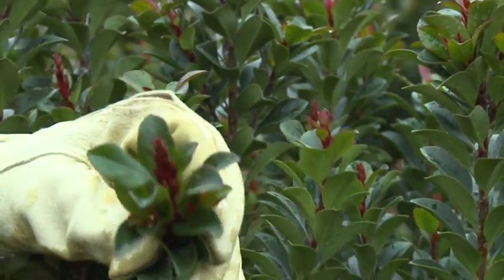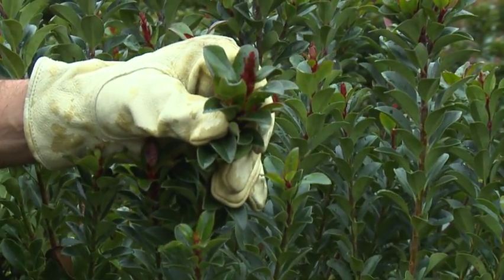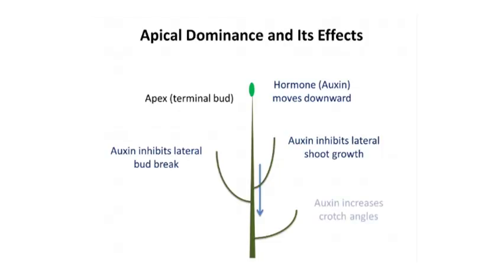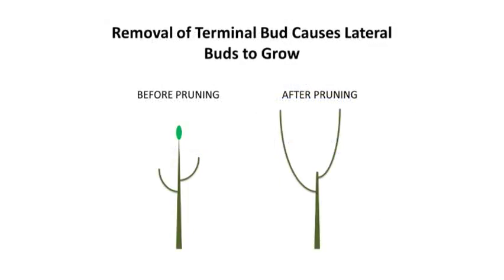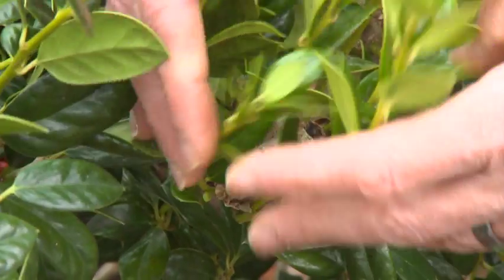Woody shoots have lateral buds at their nodes, where the leaf attaches to the stem, and an apical bud at their tip. As long as the apical bud is intact, it produces a hormone called auxin that moves downward in the stem and prevents lateral buds from growing. When the terminal bud and its auxin supply is removed by pruning, the lateral shoots within 6 to 8 inches of the pruning cut are triggered to grow.